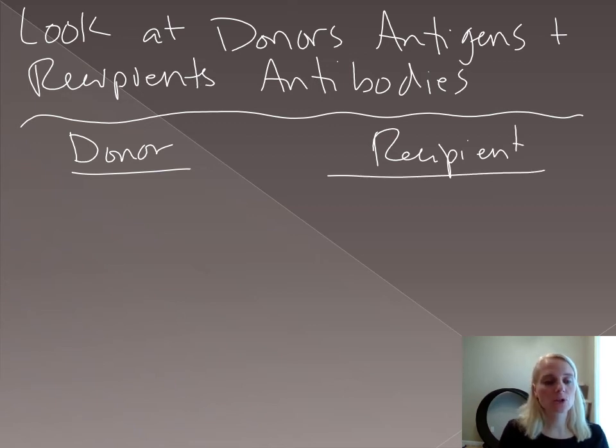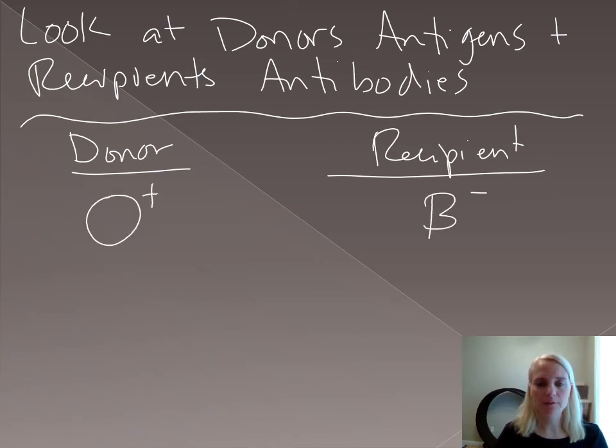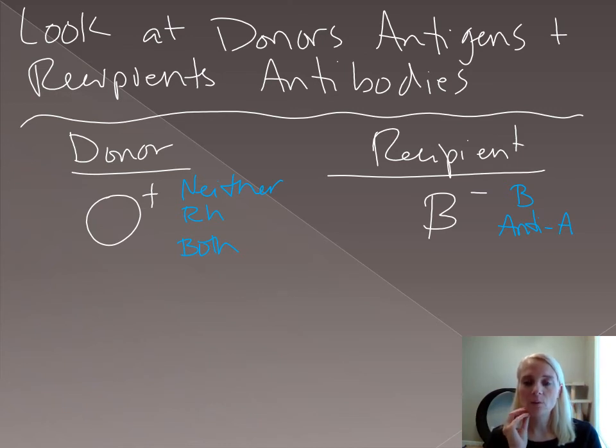Okay, so let's set up our two columns here, donor and recipient. All right, so let's do type O positive to B negative. Okay, so let's see what we get. Let's write down what we know about our blood types. So we have neither A or B antigen, but we have an Rh antigen, and we have both anti-A and anti-B antibodies. For type B, we have B antigens and anti-A antibodies. Now, what about anti-Rh?